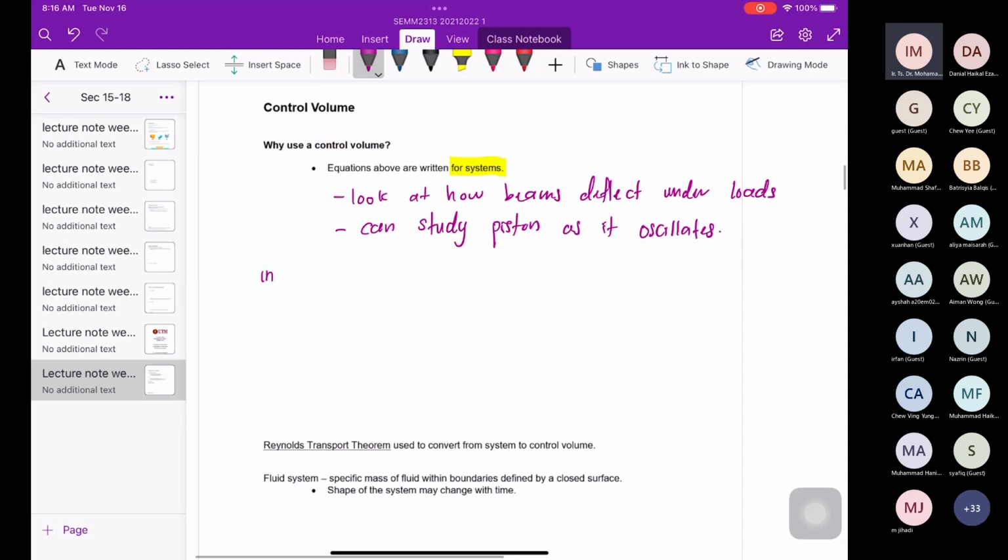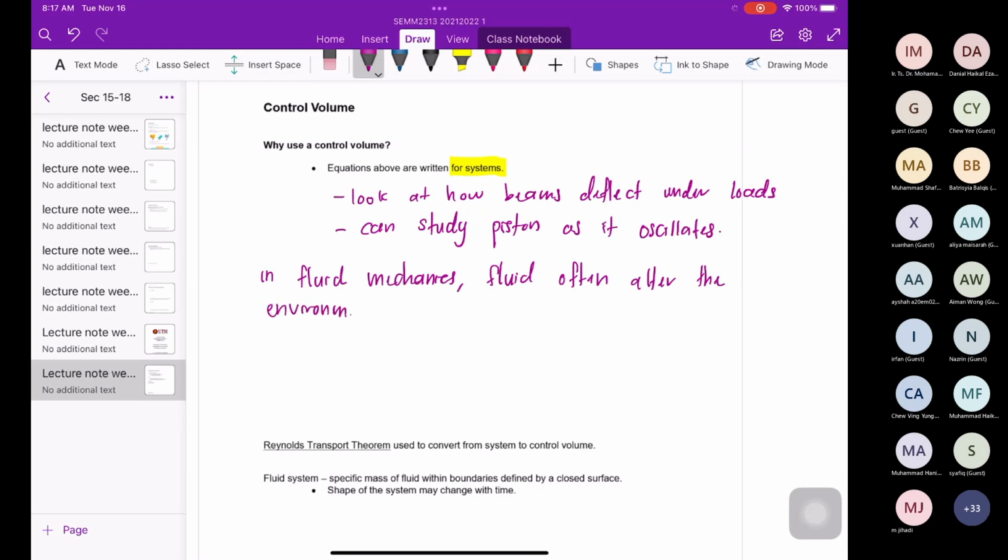In fluid mechanics, fluid often alters the environment in which the product operates. So from here we need to know the effect.